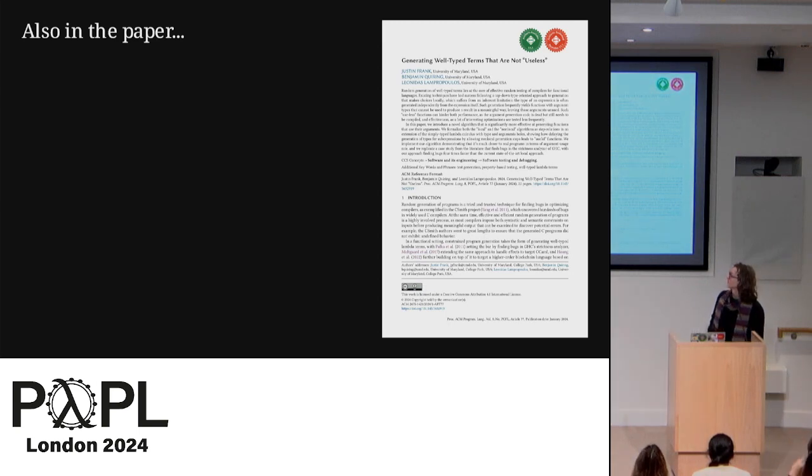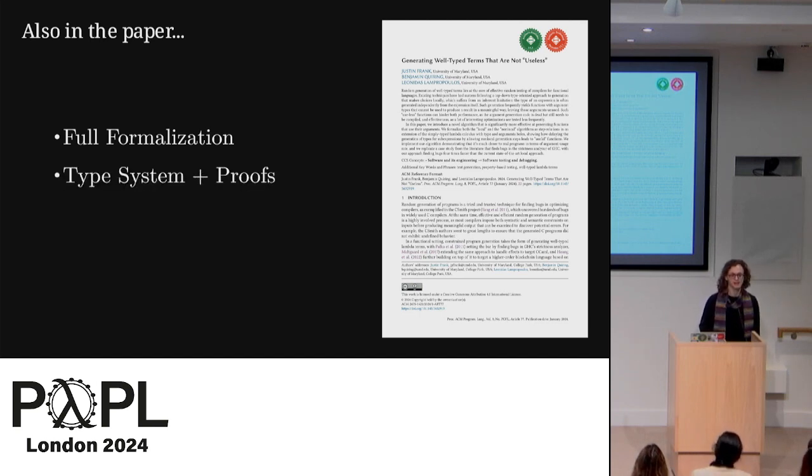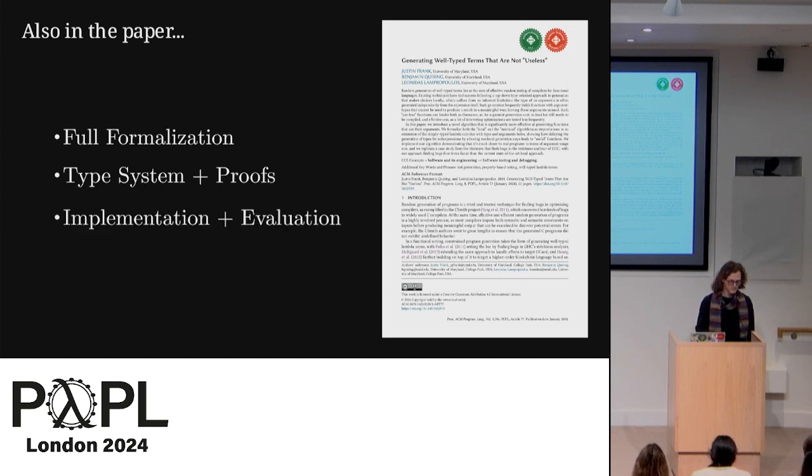And so also in the paper, you can find a full formalization of the extension operation, as well as the full definition of our type system and proofs that this extension operation results in a well-typed program. And finally, our discussion of our implementation and how this complex process can be implemented efficiently, as well as an evaluation where we replicated the bug finding of the original Polka work.